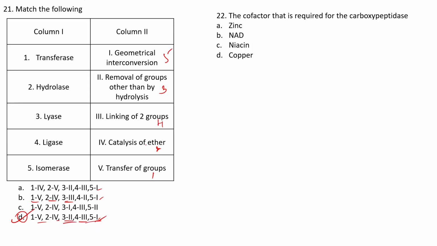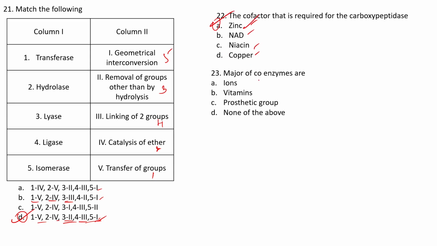The next question. The cofactor that is required for the carboxypeptidase is zinc, NAD, niacin, or copper. We know mainly the zinc ion is required for this. Major of the coenzymes are ions, vitamins, prosthetic group, none of the above. Major of the coenzymes are actually vitamin in nature, right?